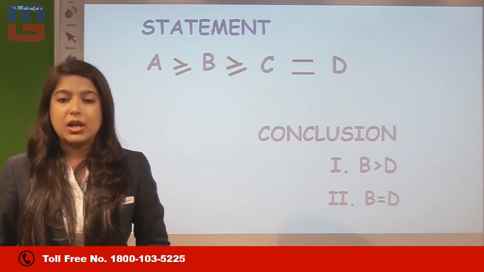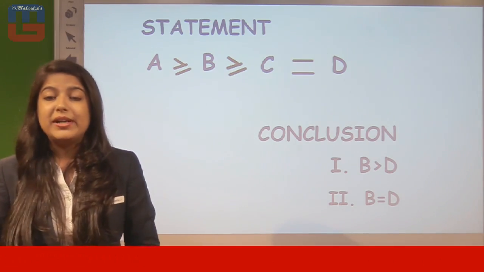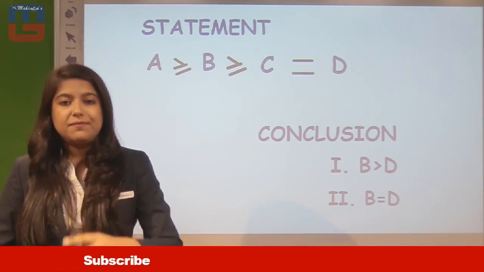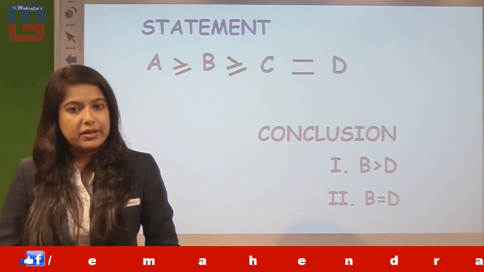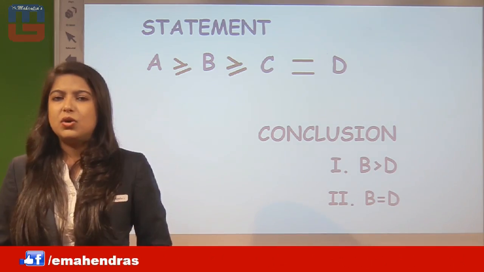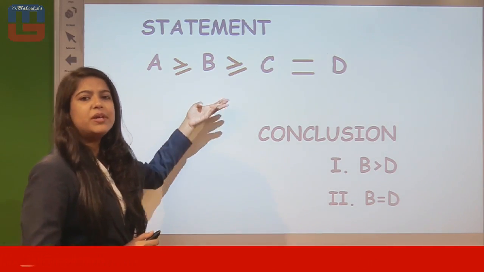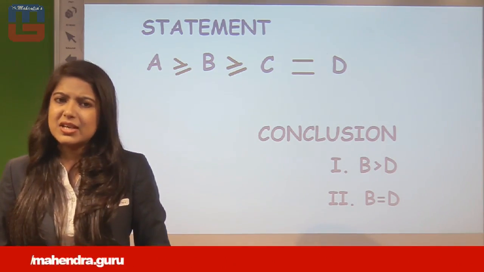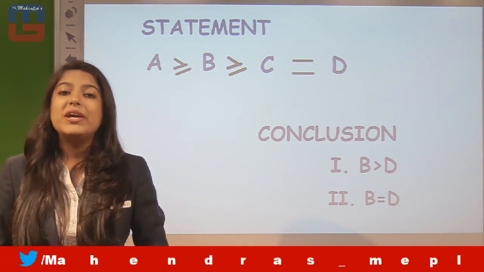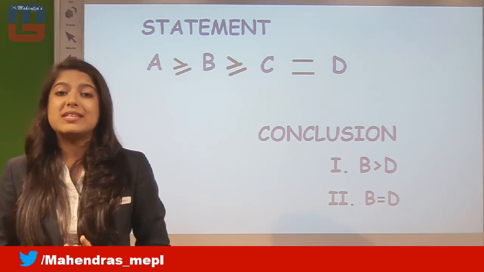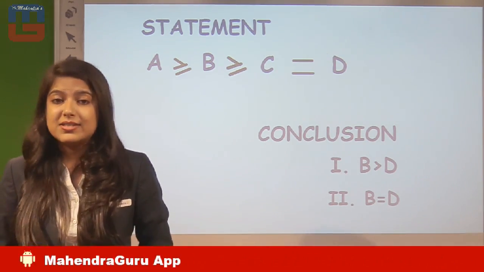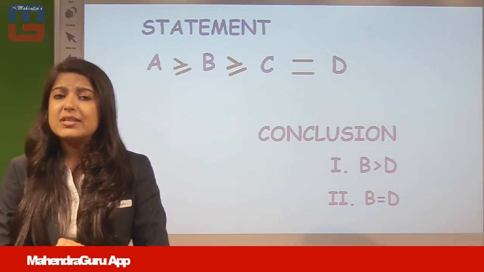Now let's see the conclusion part, where we will check whether these conditions make either or. In the first conclusion it is mentioned B greater D. According to the statement, B greater D is false. Why is it false? Because looking at the statement, B is not simply greater than D, B is actually greater or equal to D. That means we cannot say clearly that B is greater D or B is equal D.